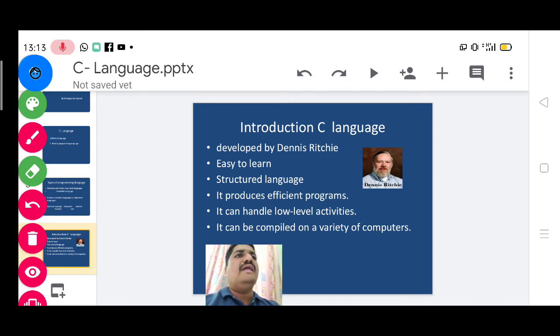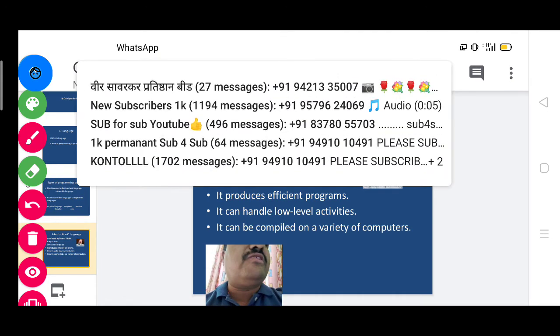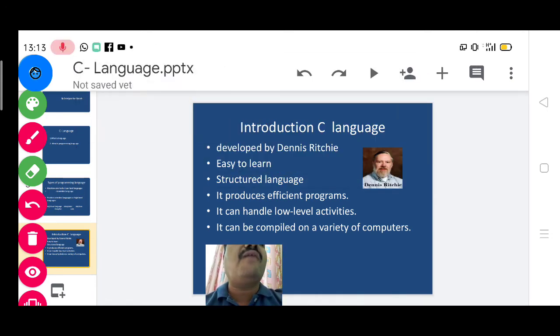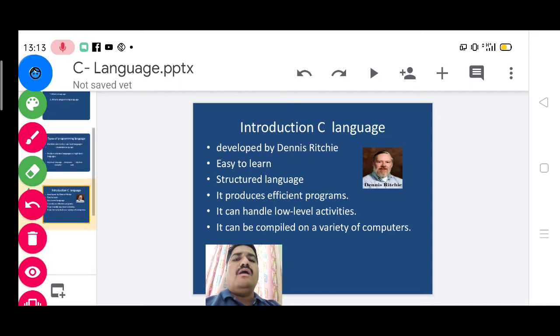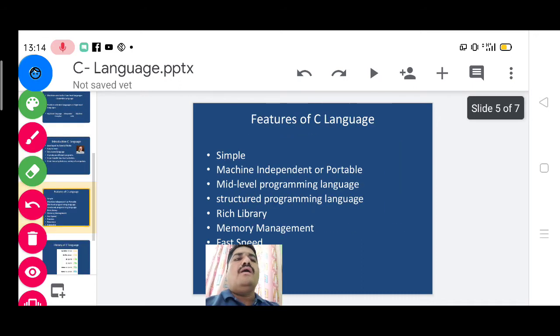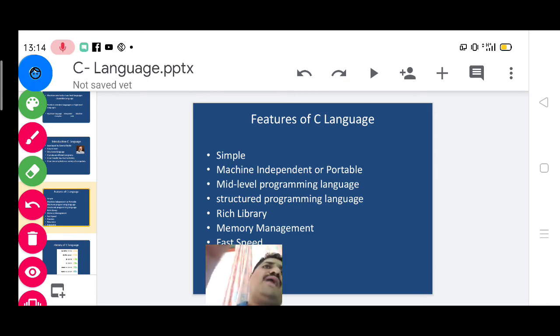It can handle low level activities that use the C language, and it can be compiled on a variety of computers that can use the C language. Then, some features of C language.